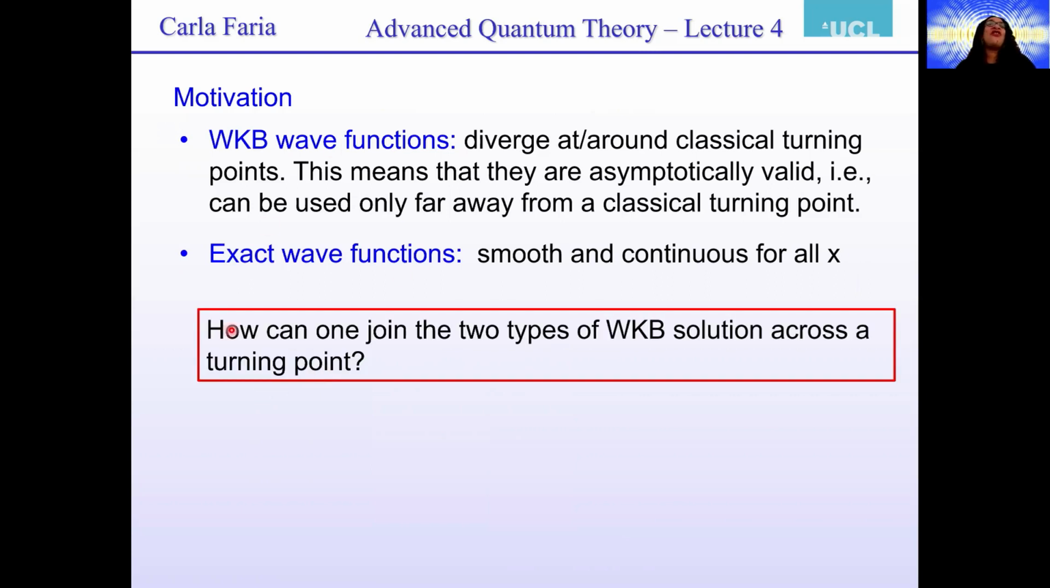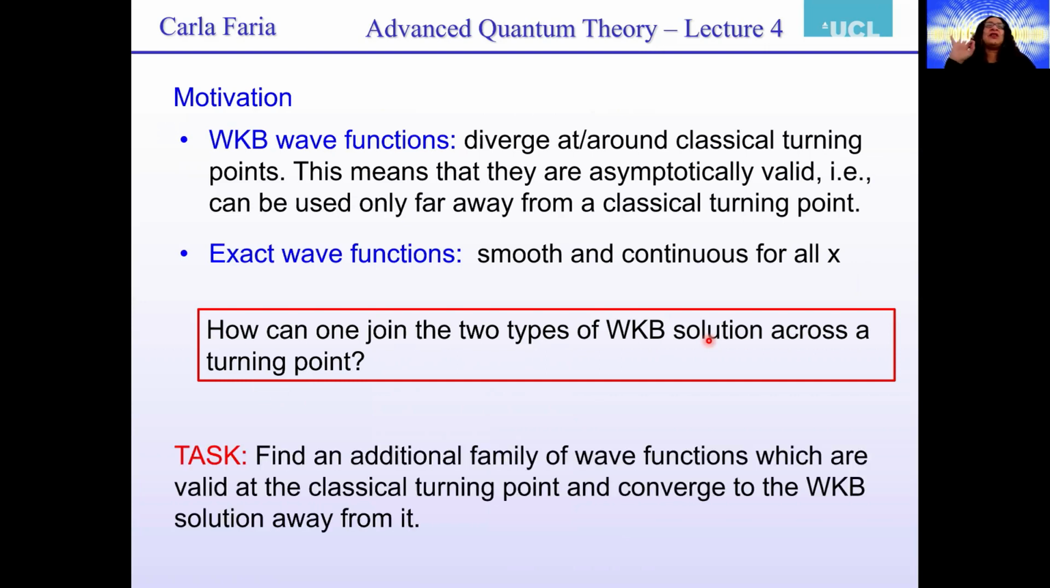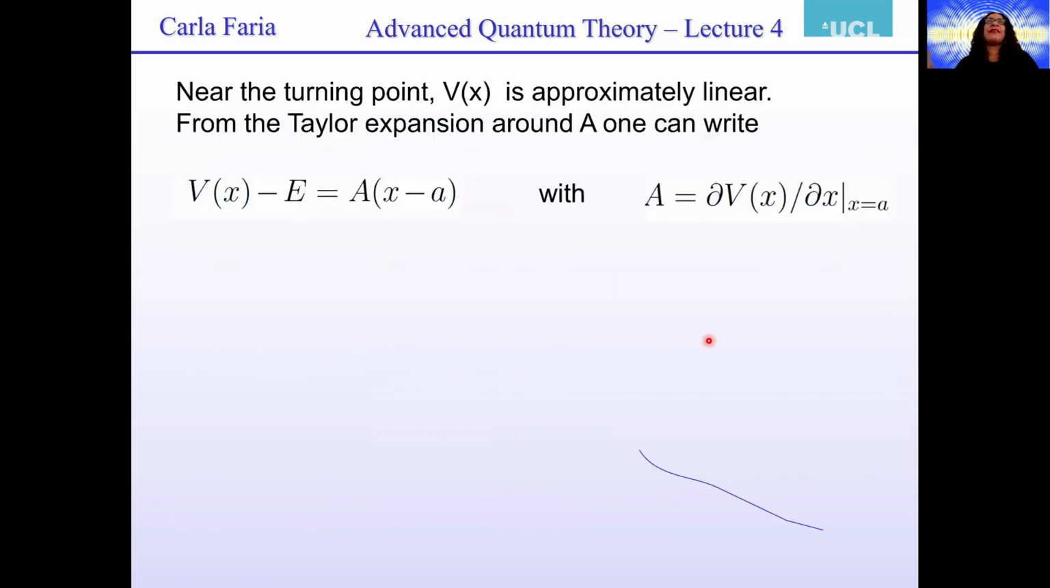So how can we join the two types of WKB solution that we have previously found across a turning point? What do we have to do? So the task that we have is we're going to find an additional family of wave functions which are valid at the classical turning point and which converge to the WKB solution away from it. This is what we want.